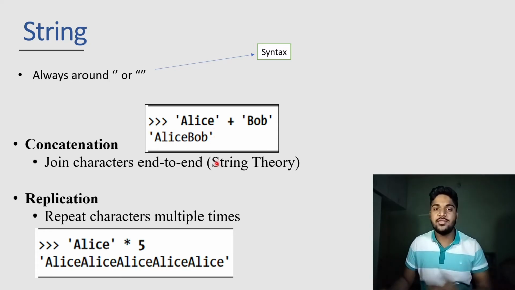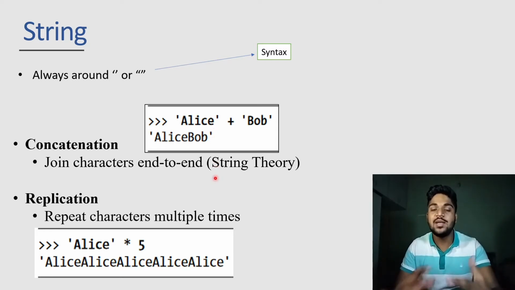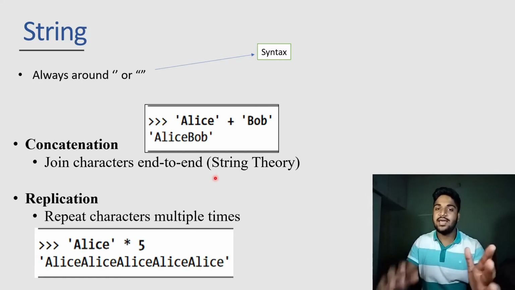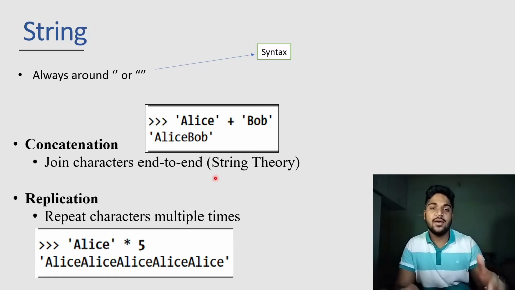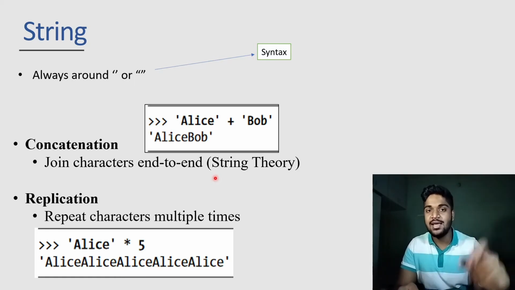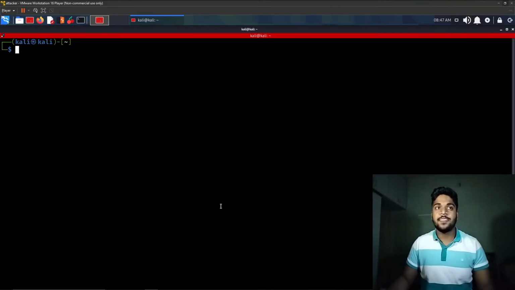Then comes replication. Replication means multiplying things. Let's say if I want a 1,000 times, then I don't have to type a for 1,000 times. I can just give string as an a and multiply it with 1,000. Let's see this example.